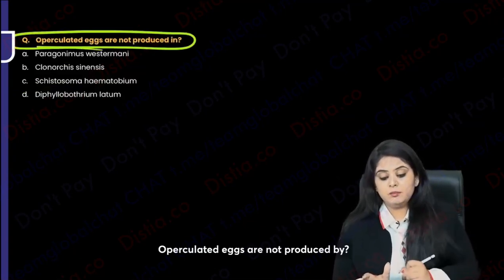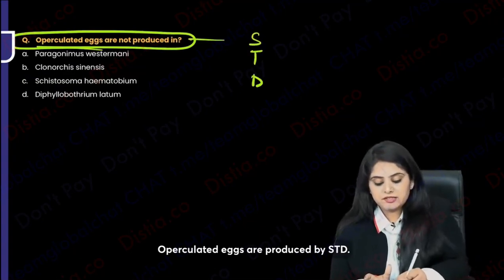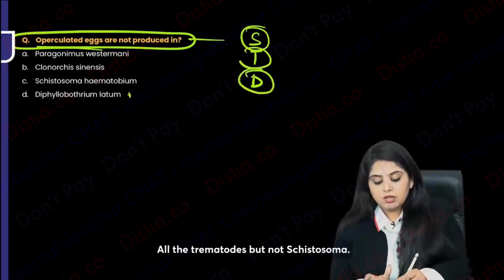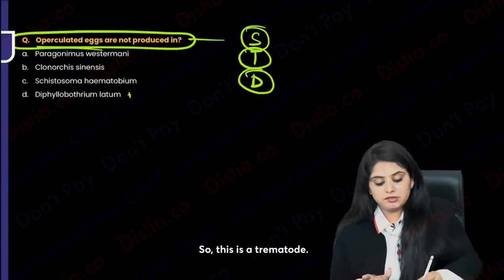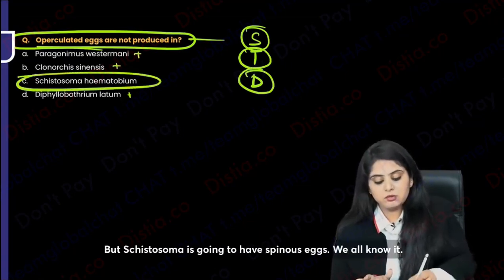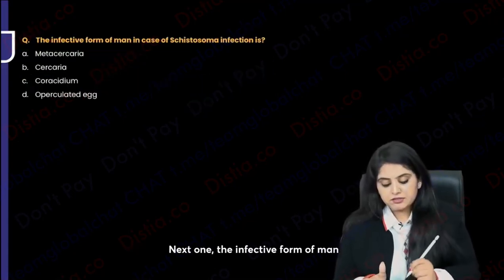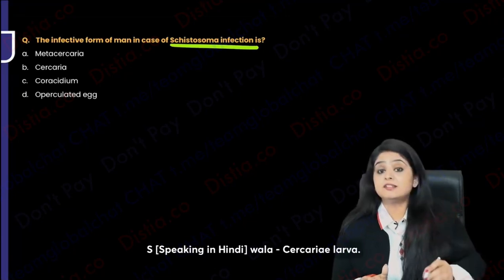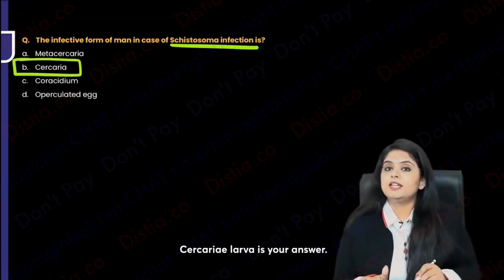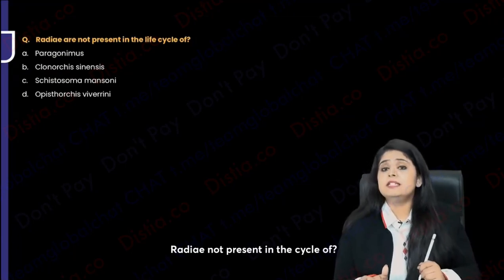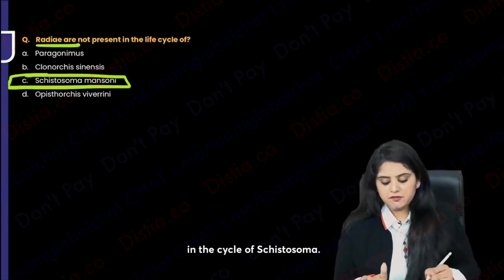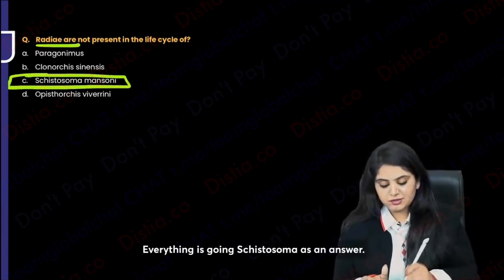Operculated eggs are not produced by. Operculated eggs were produced by the trematodes. Spirometra is not in the options. Diphyllobothrium latum is in the options. All the trematodes produce them, but not schistosoma. So this is a trematode, this is a trematode, but schistosoma is going to have spinous eggs. We all know it. So that is the answer over here. Next one, the infective form to man in case of schistosoma infection. S wala, cercaria larva. Cercaria larva is your answer. Redia was also not present in the cycle of schistosoma. Everything is going to schistosoma as an answer.